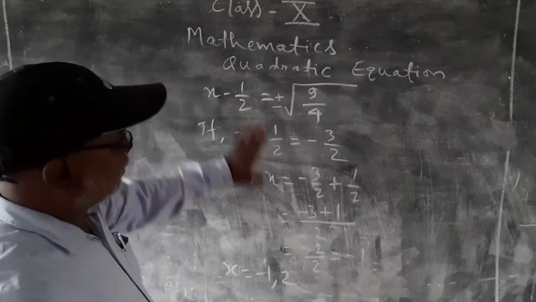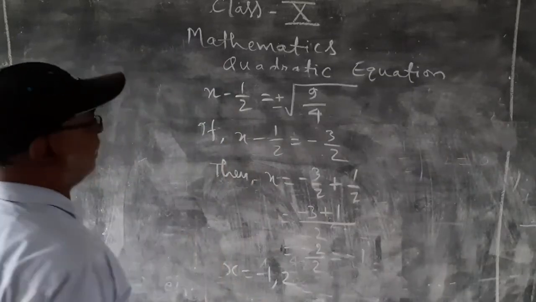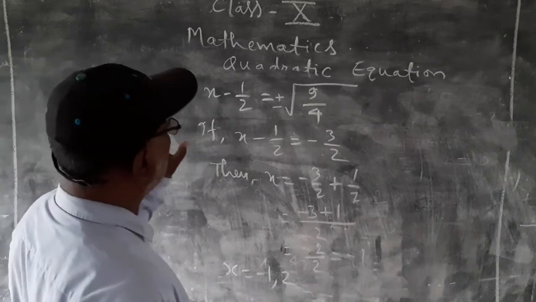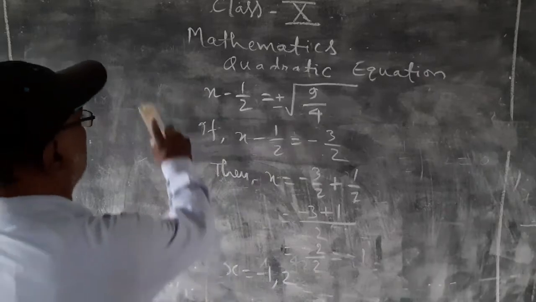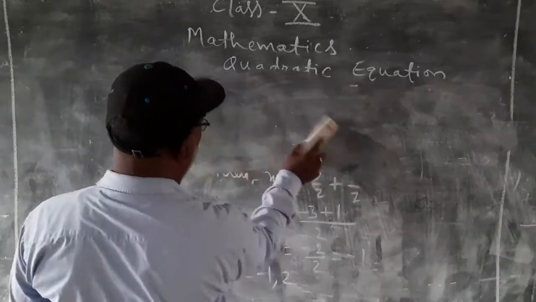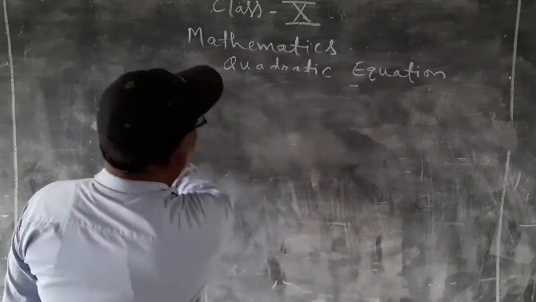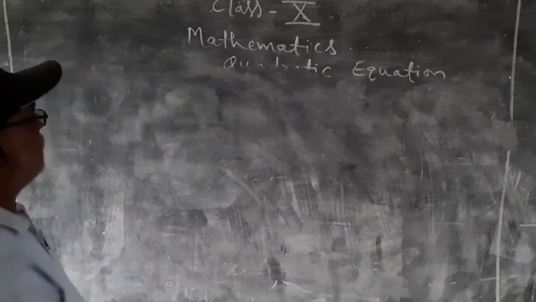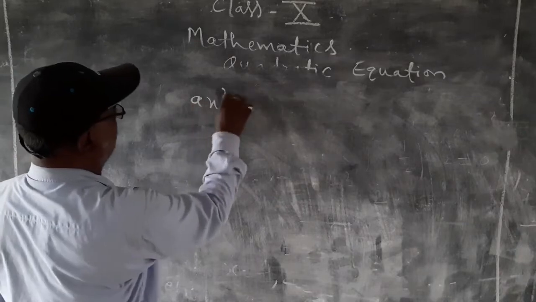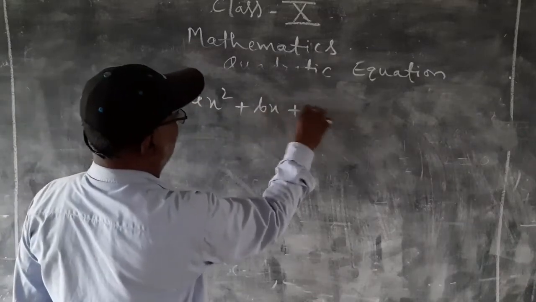Now, this is the completing square method. This one is known as completing square because we have made the perfect square here, then we have solved for x. Now, next one is the formula method. Is ax square plus bx plus c equal to 0?